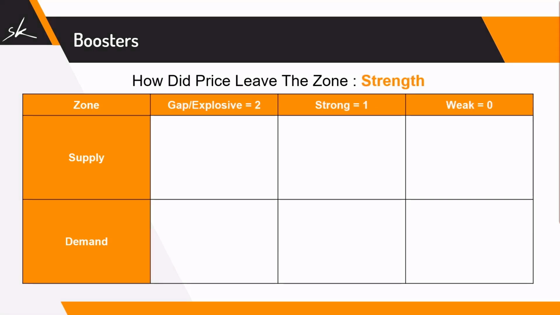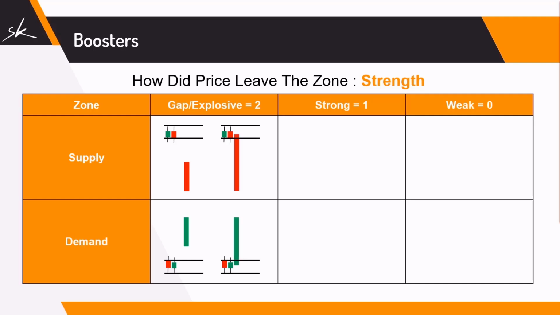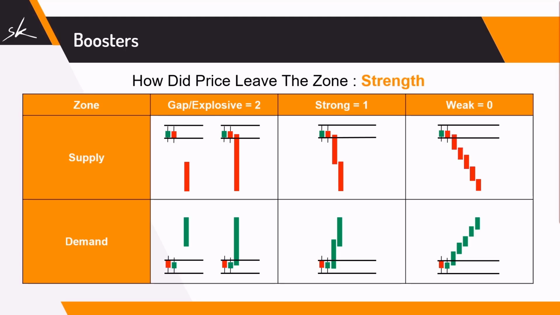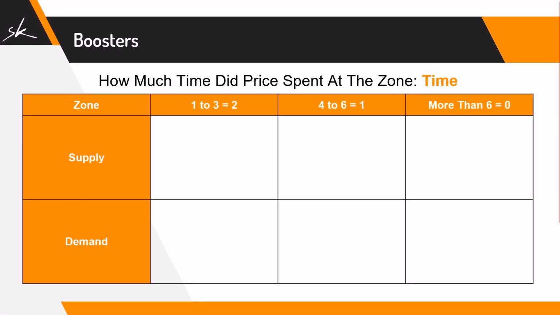Strength is our second quality booster. If the leg out is a gap or an explosive move, we will give it a score of 2. If the leg out is a strong move, we will give it a score of 1. And if the leg out is weak, we will give it a score of 0.